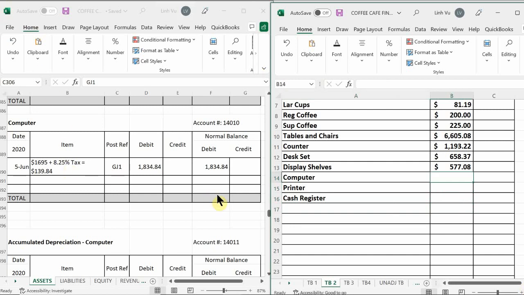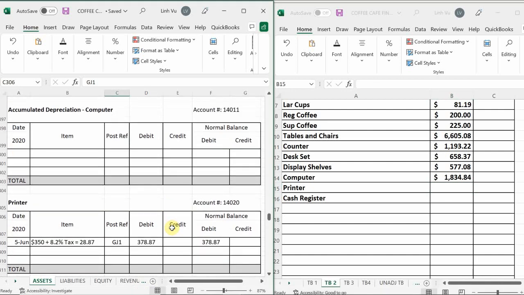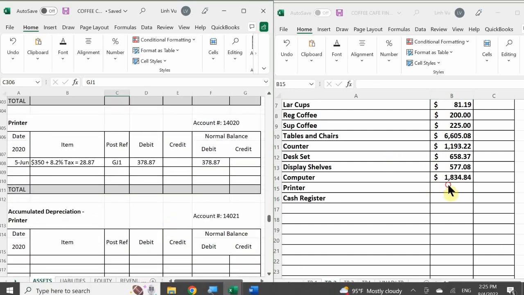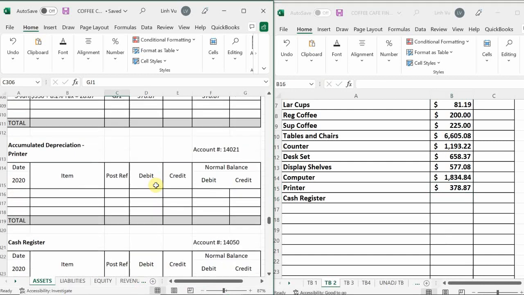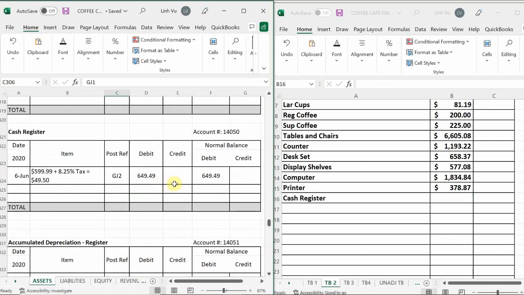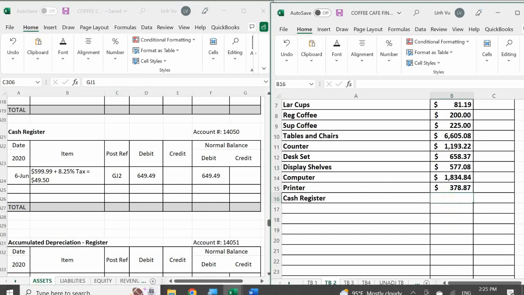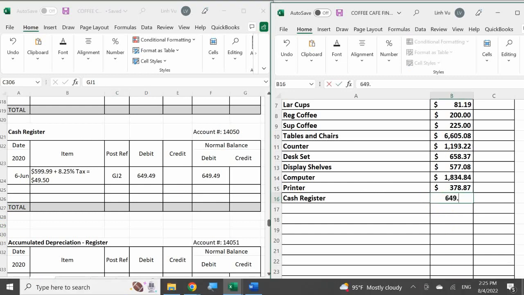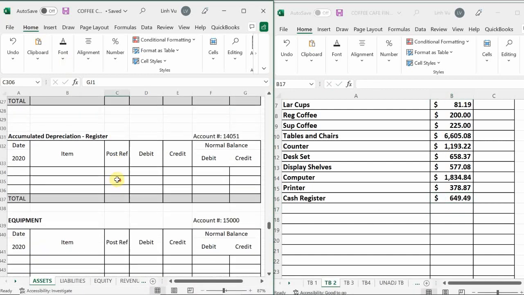For my computer, how much is my computer? 1834.84. Okay. What about my printer? 378.87. Okay. And then how much is my cash register? It's 649.49. That's 649.49. And then let's see.